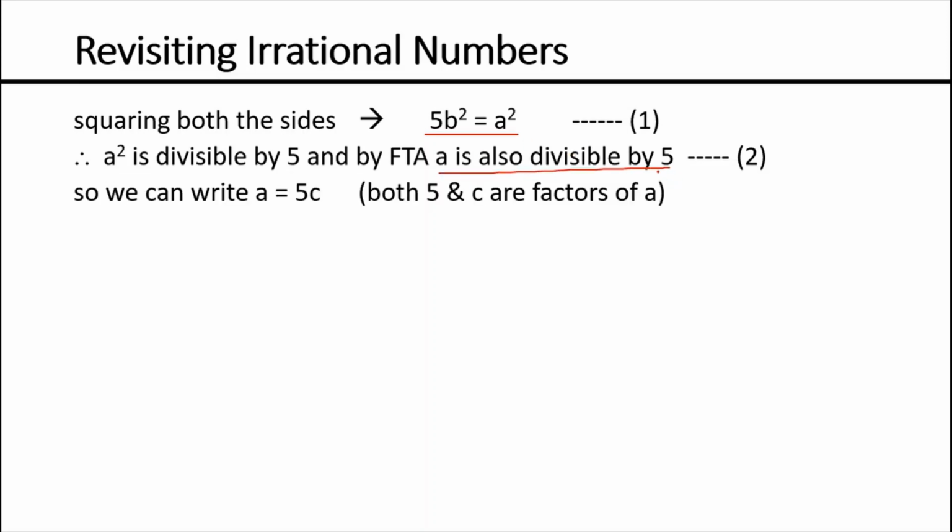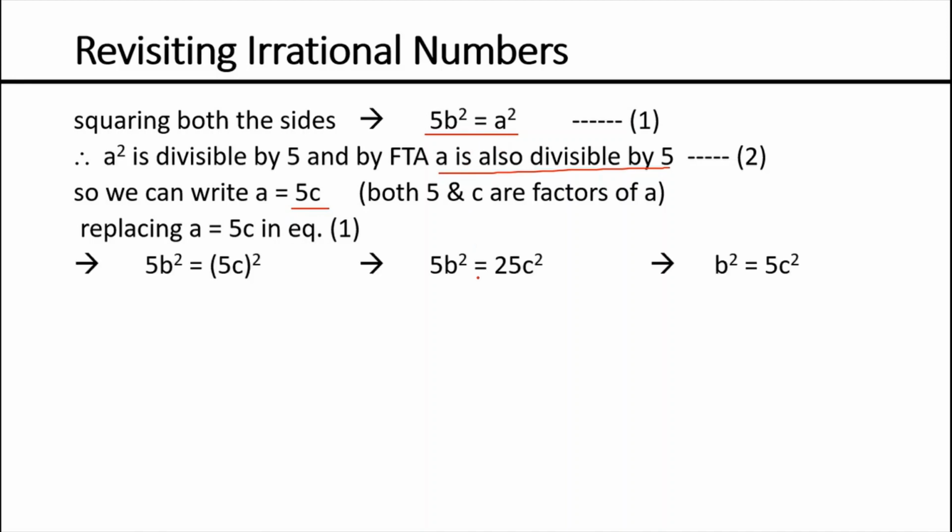Since a is divisible by 5, we can express a as a product of 5 and another number. We will assume that number to be c. Now replacing a is equal to 5c in equation number 1, we will get 5b squared is equal to 25c squared. We divide 25c squared by 5 and we get b squared is equal to 5c squared.